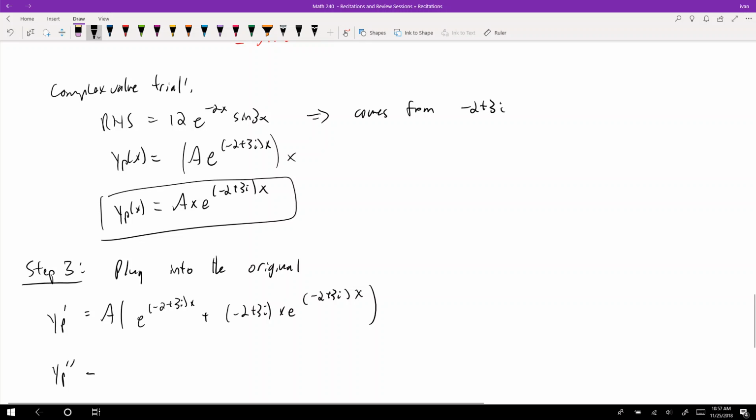And then y double prime, a still out here. The derivative of the first guy is just negative 2 plus 3i e to the negative 2 plus 3i x. And for the derivative of the second guy, got to use the product rule again. If we take the derivative of the x first, then the x just drops out since the derivative of x is 1. And then we hold the x constant and take the derivative of e. And so now we get negative 2 plus 3i squared x e to the negative 2 plus 3i x.